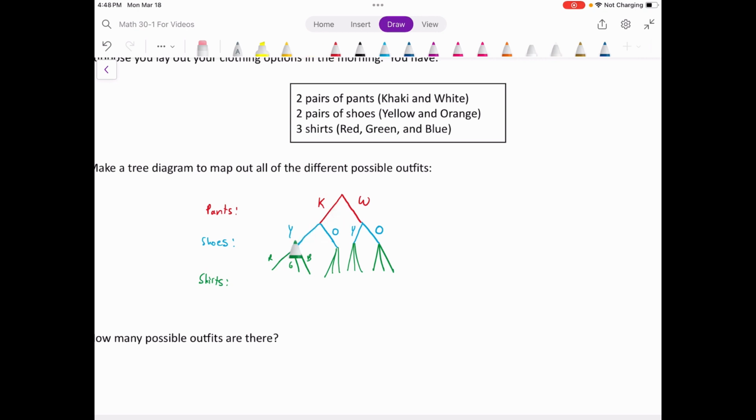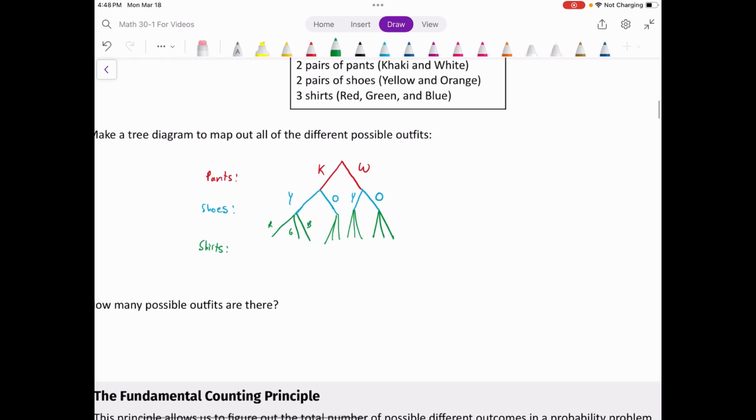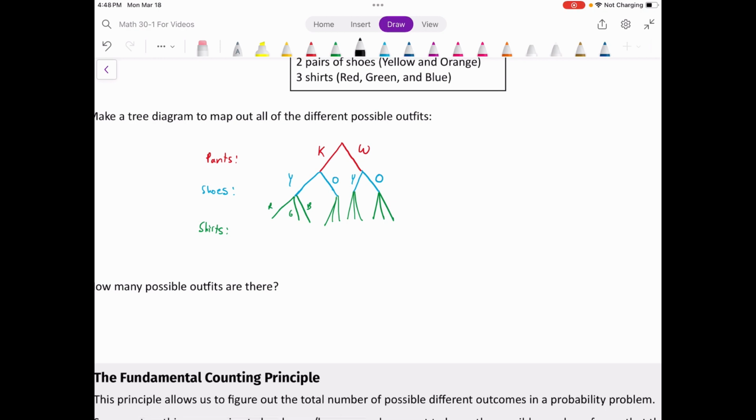We could go khaki yellow red, khaki yellow green, khaki yellow blue shirt, or khaki orange red, khaki orange green, khaki orange blue. Those are all different outfits. And you can see here that the tree diagram essentially shows us how many possible different outfits there are. So this is one, this is another, 4 possible, 5 possible, 6 possible, just from the khaki pants. And then there's another 6 with the white pants, right? 7, 8, 9, 10, 11, 12.